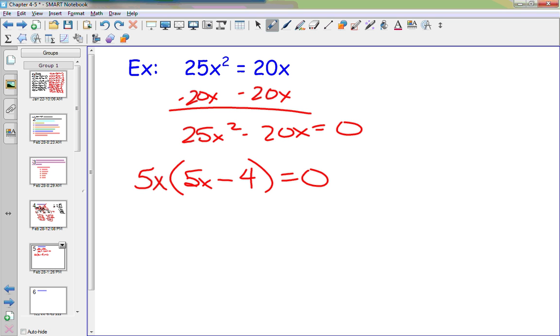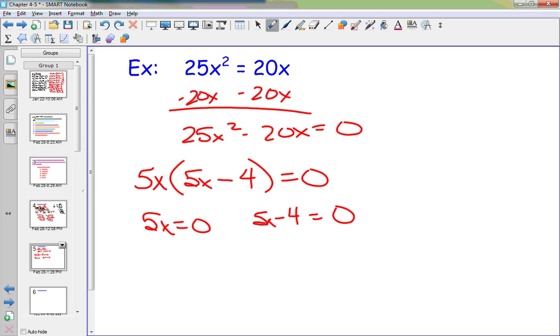What's the exponent on the 5x inside of the parentheses? A 1. Can I break down an x to the first evenly? No, since it's not squared, I can't break it down. So I can't break this out into two binomials because my exponent's not a 2. So that means I take each one and set it equal to 0. So 5x equals 0 and 5x minus 4 is equal to 0. Does everybody understand what I just said? I can't break down 5x minus 4 evenly because that's not an x squared.